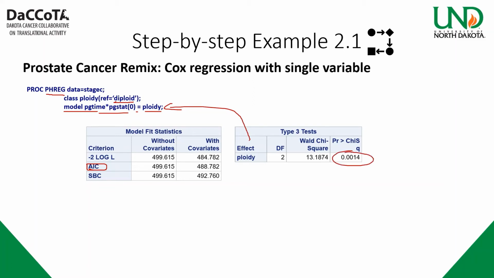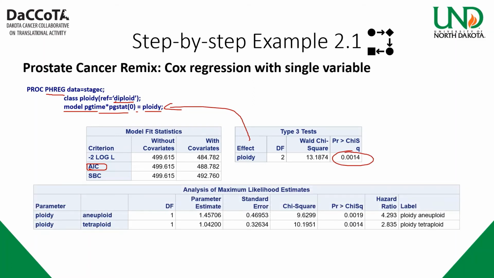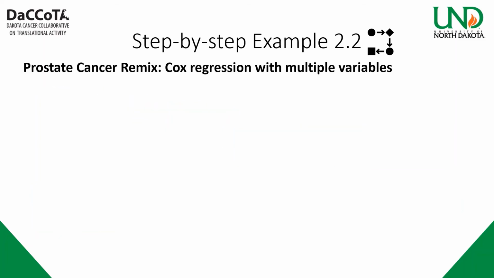And because it's significantly different, we need to go and look at the outcomes. So again, here's ploidy, so there's aneuploid, and this is versus our reference, which is diploid, and then also tetraploid versus diploid. And we find that there were significant differences, and again, the hazard ratios are the same sort of thing we saw with R. Aneuploid had over 4 times the hazard ratio, and tetraploid had almost 3 times the hazard ratio compared to the diploid. Okay, let's look at multiple variables.